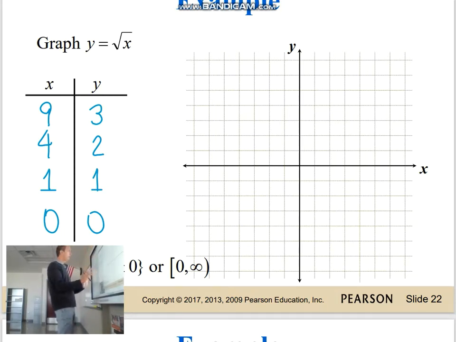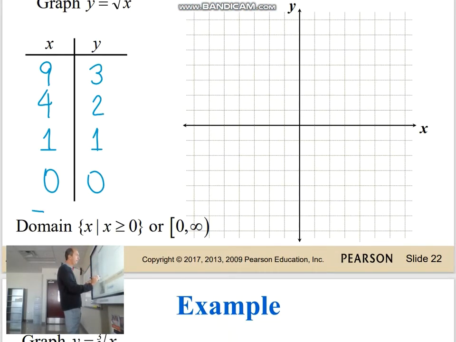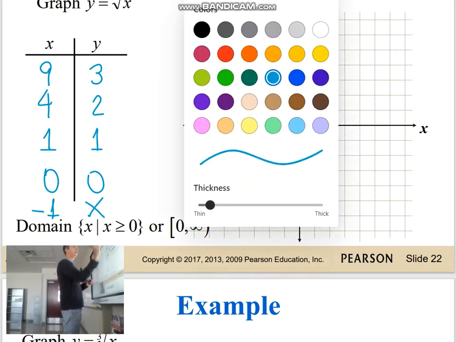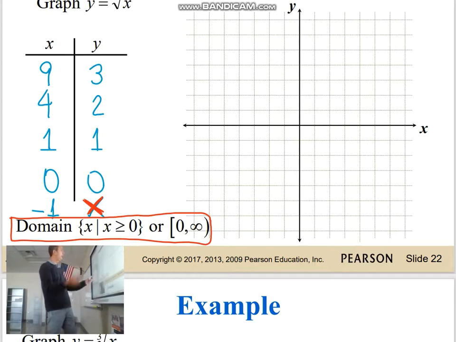But right now, let's work with these 4 ordered pairs. Remember, I cannot assume negative numbers here, right? Because we will not find real numbers as a solution for the square root of negative numbers. So, no negative numbers. The domain is restricted to only the non-negative numbers. That means 0 and positives.